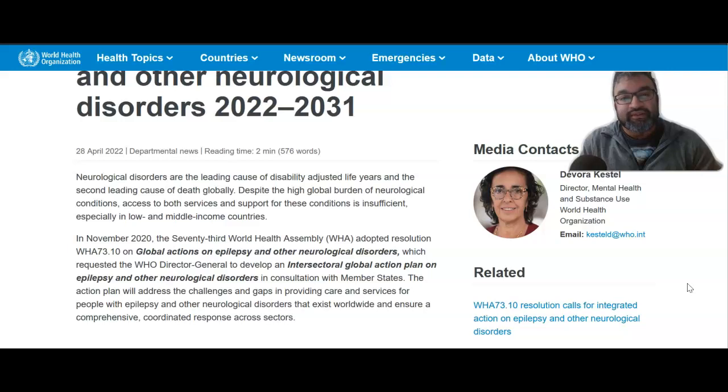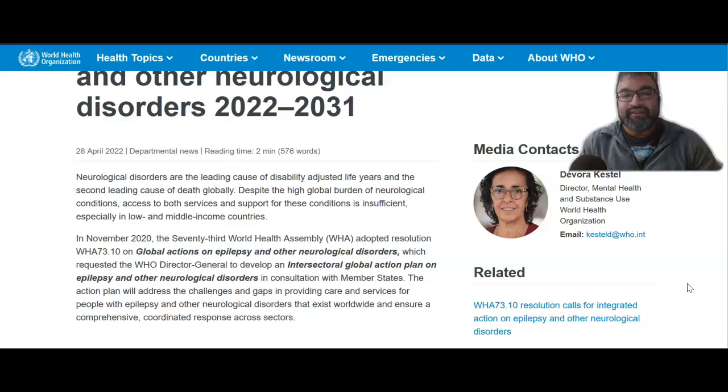So it's important to know that neurological disorders, not just epilepsy, if we combine all neurological disorders, are considered the second leading cause of death globally. And the disability-adjusted life years is the highest out of all the diseases. So this is something of concern, and what the 73rd World Health Assembly did is they adopted a resolution. That resolution is 73.10, and that establishes essentially an intersectoral global action plan on epilepsy and other neurological disorders.